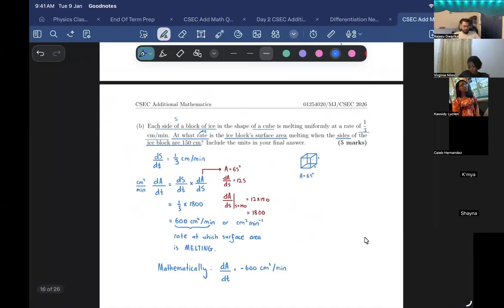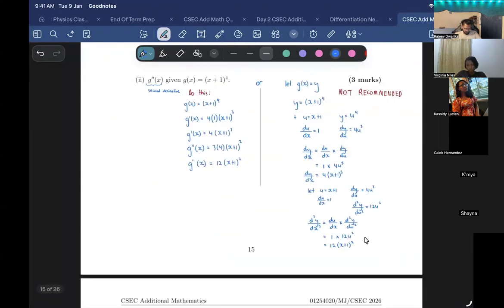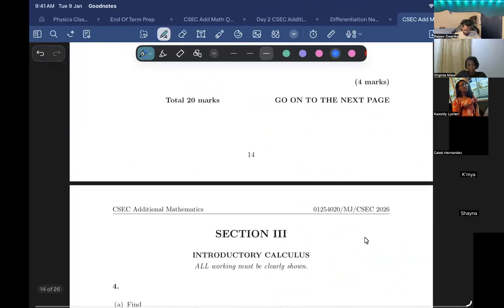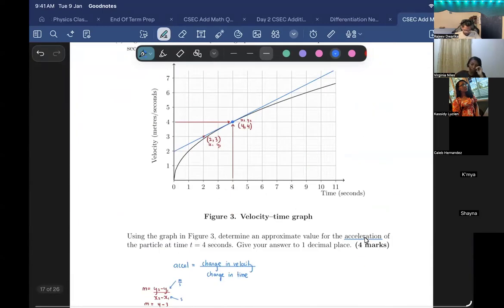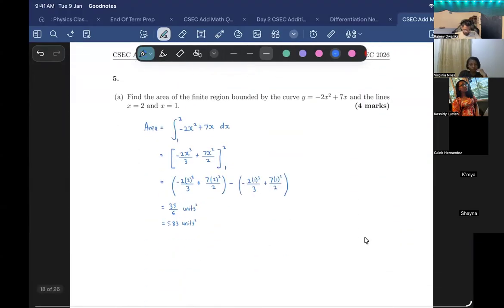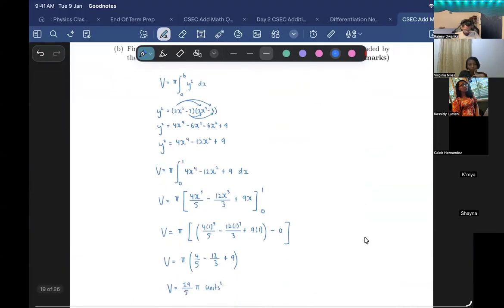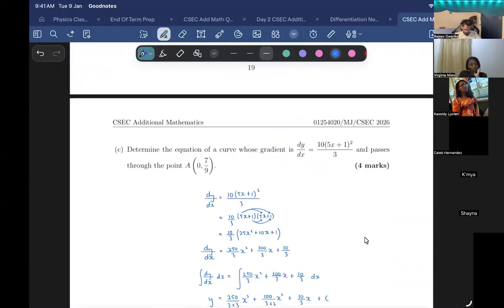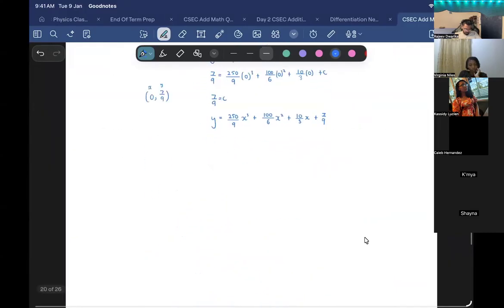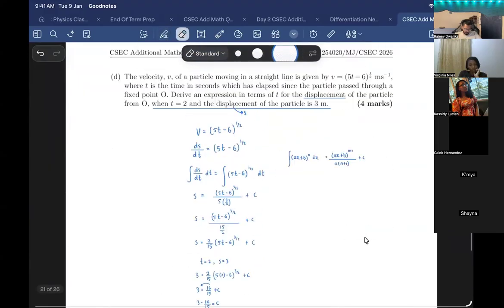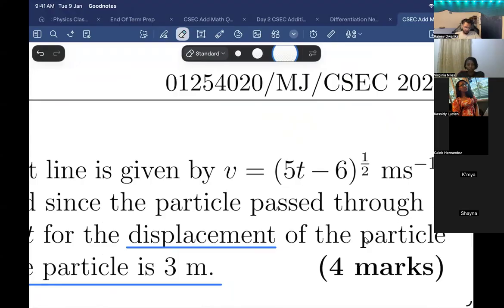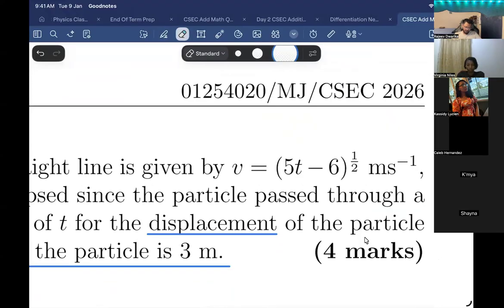Cool. You okay with this? Yes, sir. So this is why I think your teacher is going to bring this paper. This was an interesting question. Easy though. I'll do the question here, so you can check it on YouTube. And look at this question. It was 5t minus 6 to the power half. If you had to integrate that, you had to use the rule.